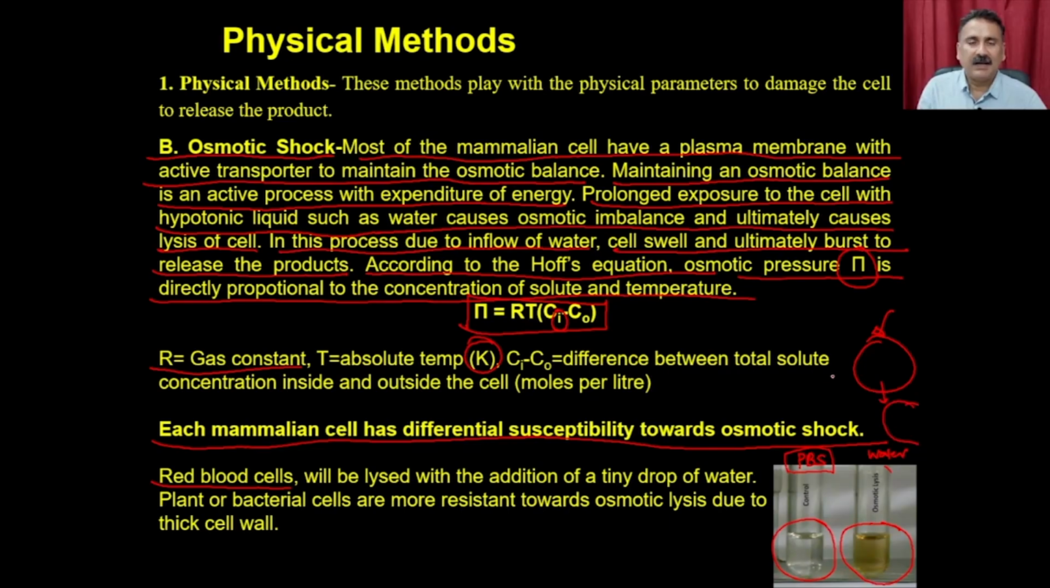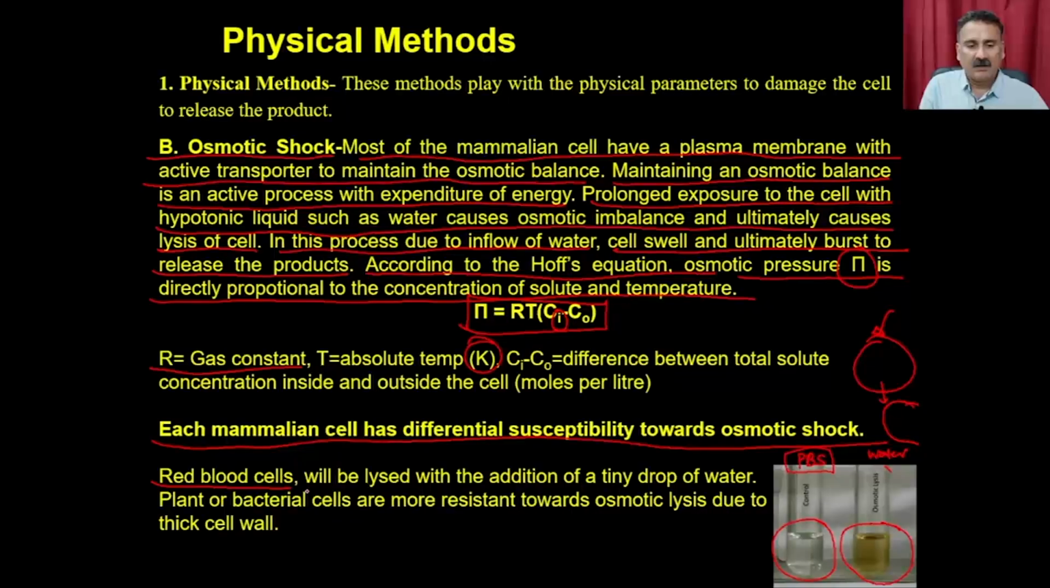And when it swells in size, it cannot synthesize or provide the additional amount of lipids and protein, and that's how the cell is going to burst. This is RBC lysis with the addition of a tiny drop of water. Plant or bacterial cells are more resistant towards osmotic lysis because of the thick cell wall, so they are not susceptible to water lysis.